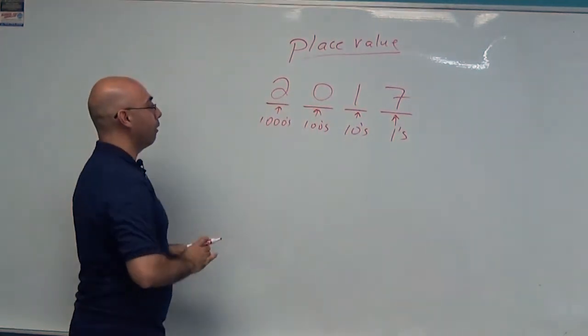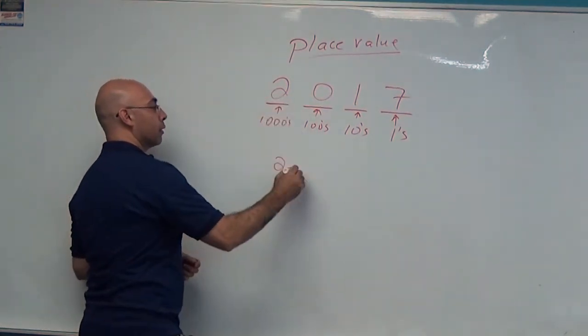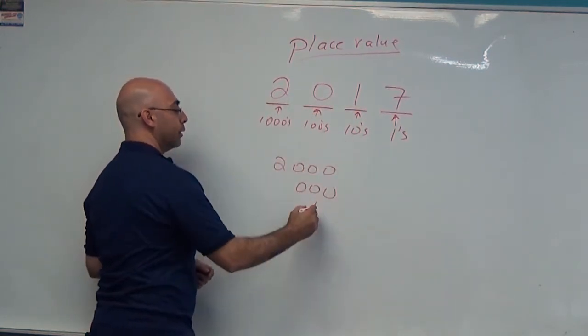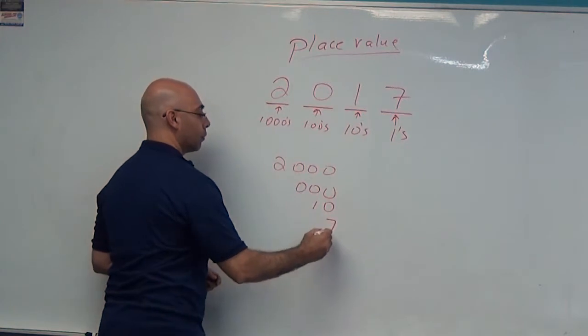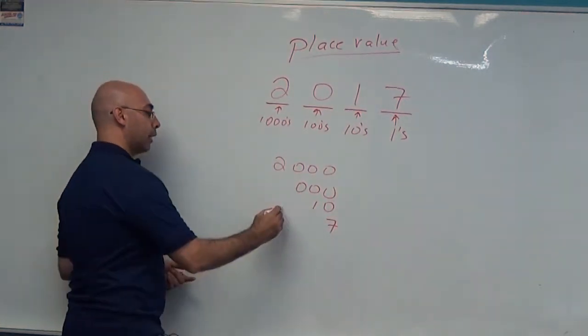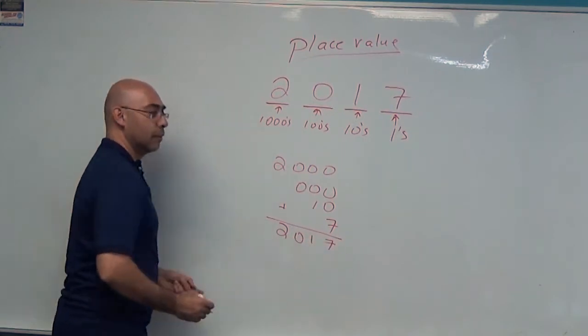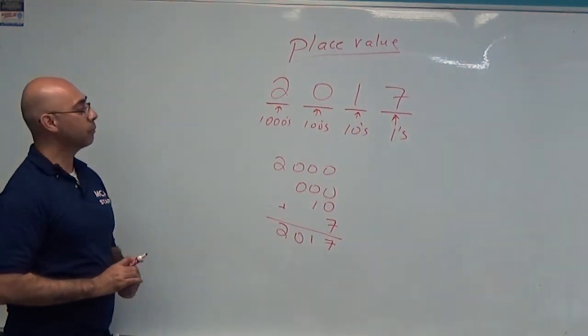So it's like saying you have 2,000, 0 100s, 1 10, and 7 ones. And when you add them all together, you get 2017. So those are all place values.